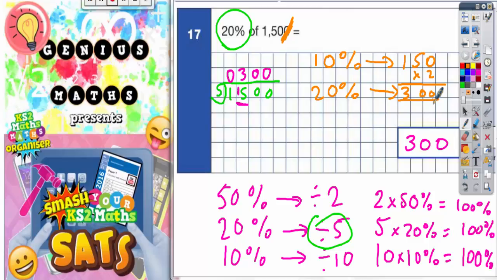2 nothings are nothing, 2 5s are 10, put the 0 and carry the 1, and 2 1s are 2, plus that 1 does indeed give you 3. So your final answer doing it that way would also be 300. This is exactly the same as what we've just got. So whichever way you do it, final answer, 20% of 1,500 is 300.